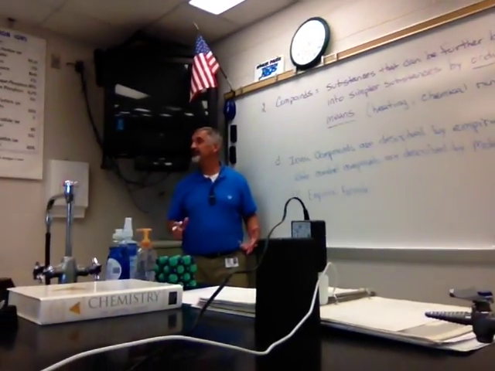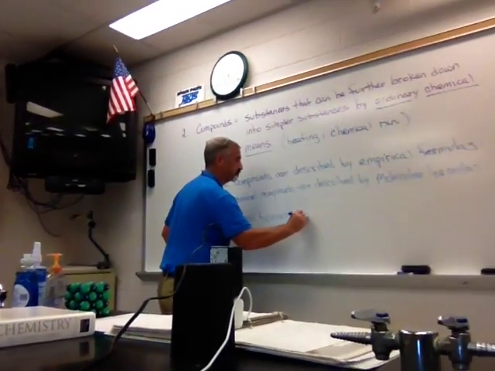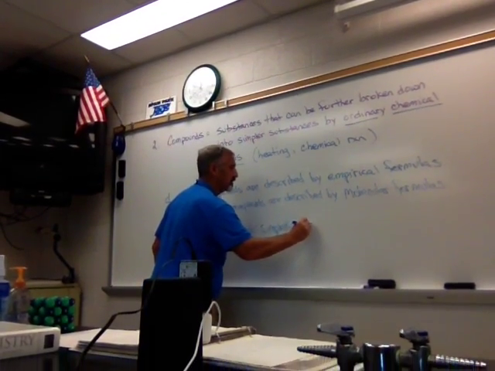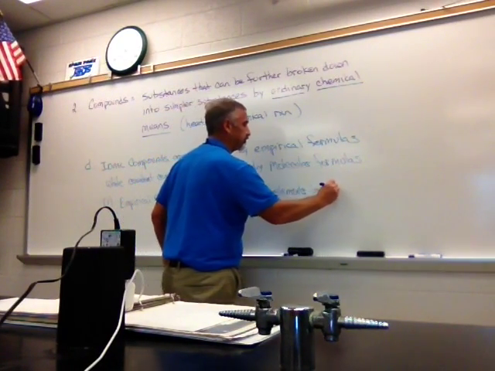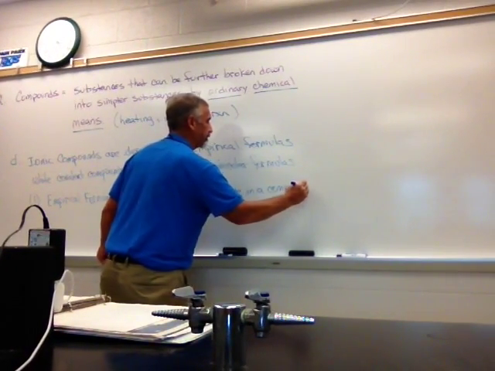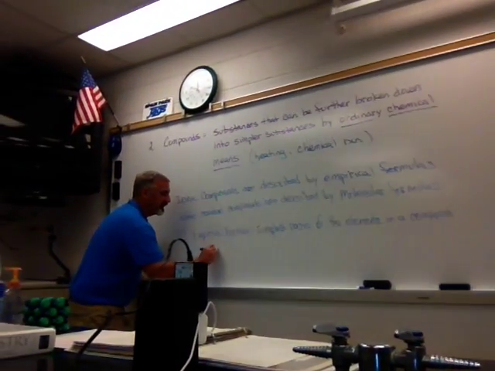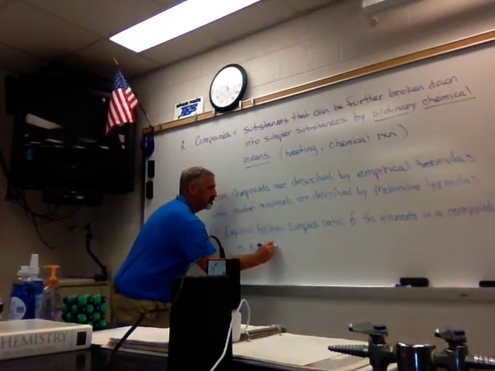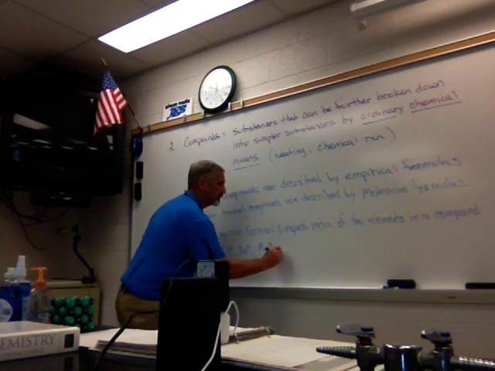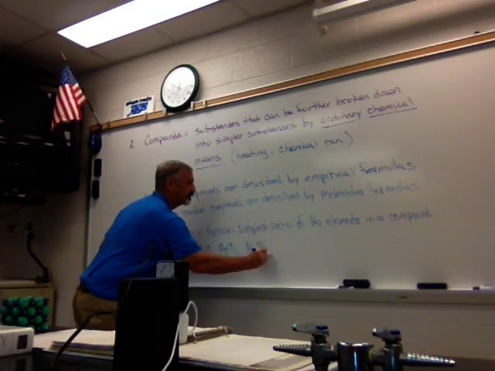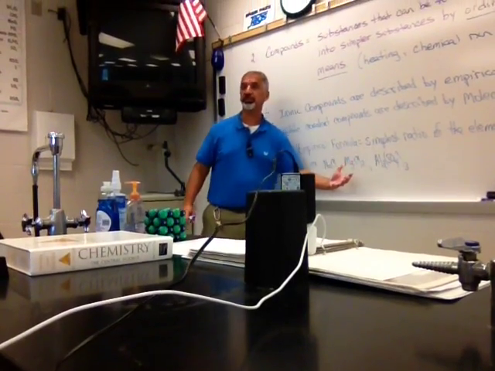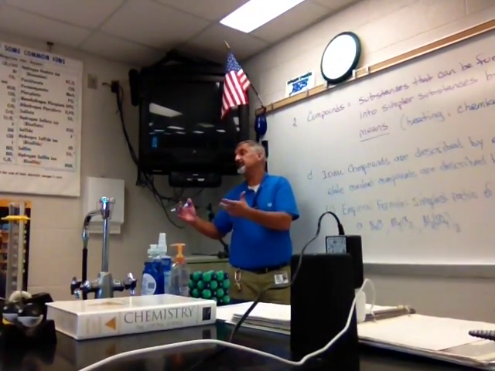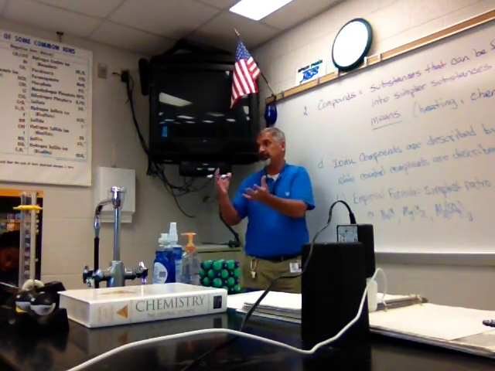Empirical formula is the simplest ratio of the elements in a compound. So we could have examples, NaCl, MgCl2, Al2(SO4)3. Now remember, the polyatomic ions act like one thing, so this is (SO4)3, so it's a 2-to-3 ratio. It's the simplest ratio. But even covalent compounds might be described with an empirical formula, but we still are going to call it a molecular formula. It's the formula of the molecule.